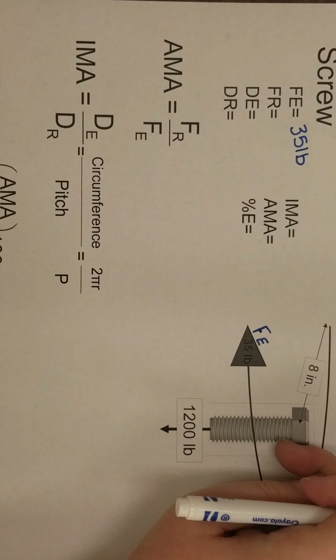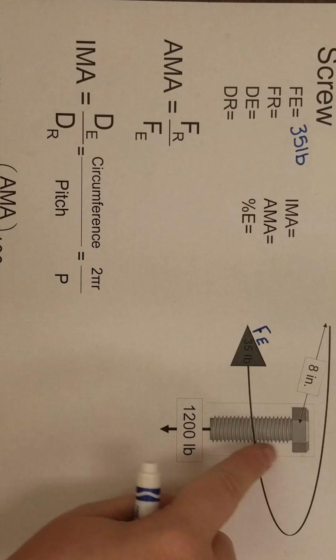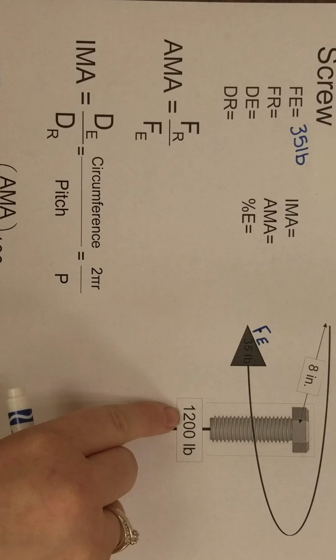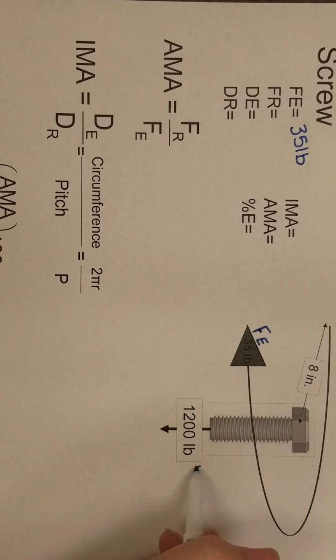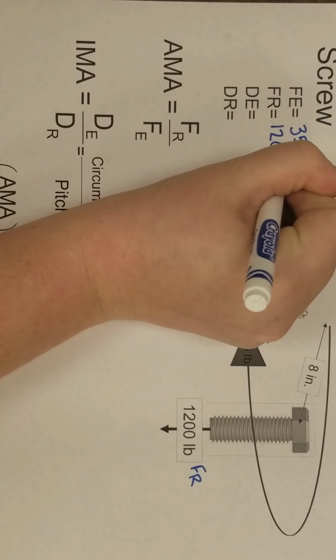Now, the bolt looks as though it's going down into an object, and the force that it's going down with is resisting with a force of 1,200 pounds. So my force of resistance is 1,200 pounds.